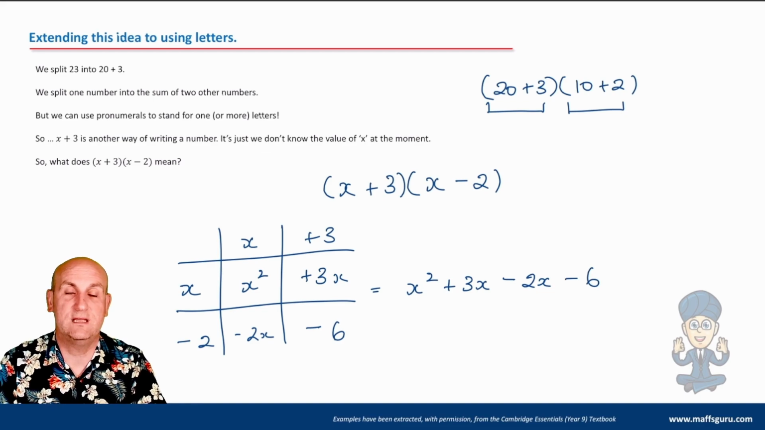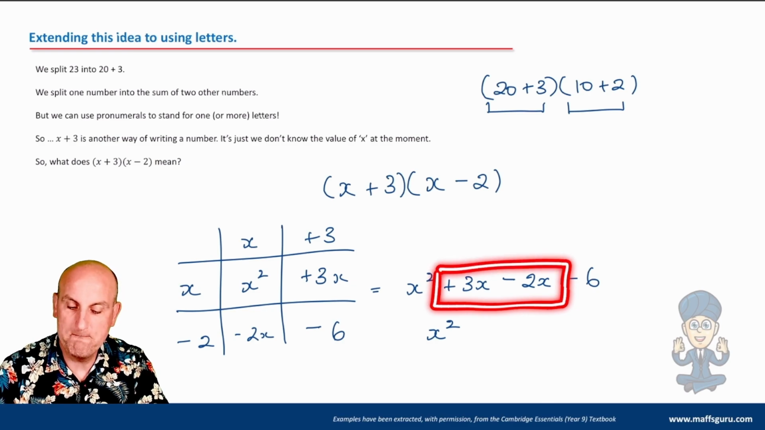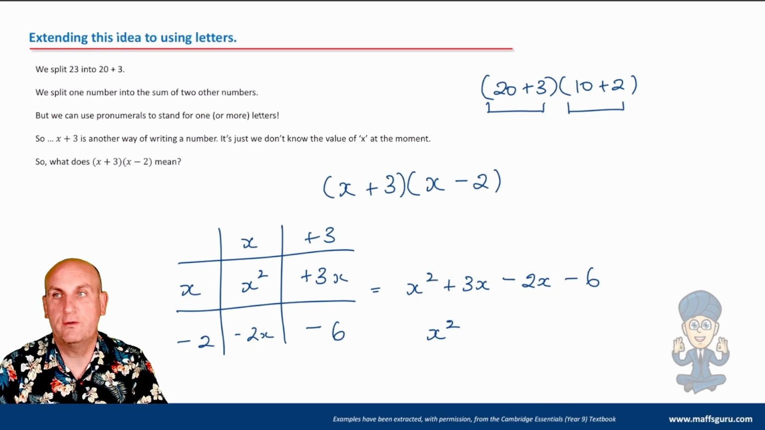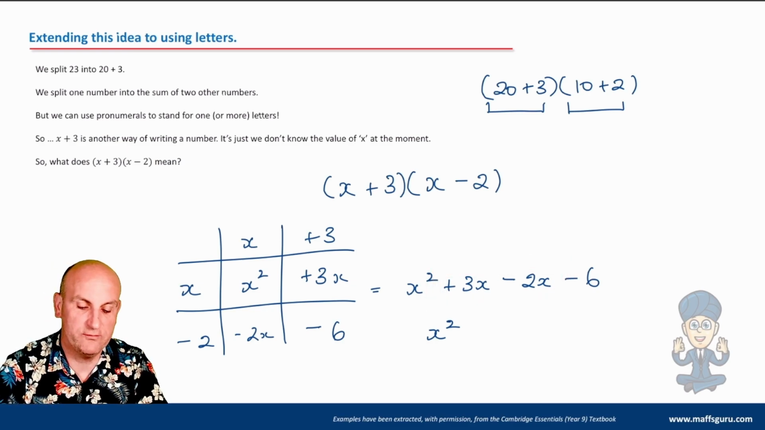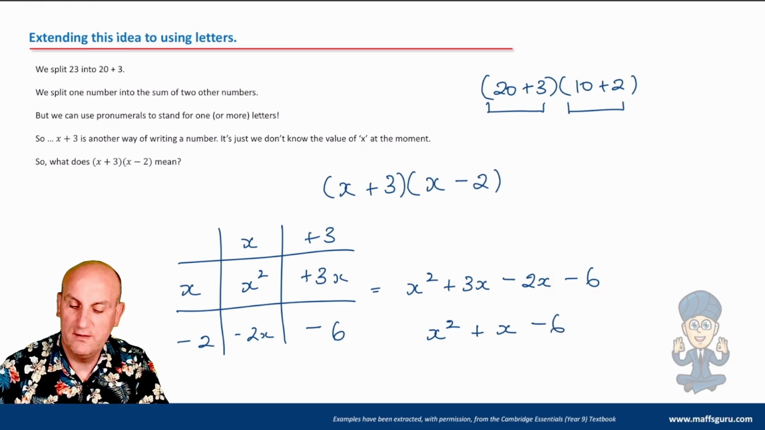Now what we do is we collect like terms. Are there any other square numbers? Is there another x squared in there? No, so that stays x squared. I've got a plus 3x minus 2x. I've got 3 xylophones and I'm taking 2 xylophones away, so I've just got 1 xylophone left. So that becomes plus x. And I'm left with this minus 6 on the end because there are no other numbers that I can add it to.